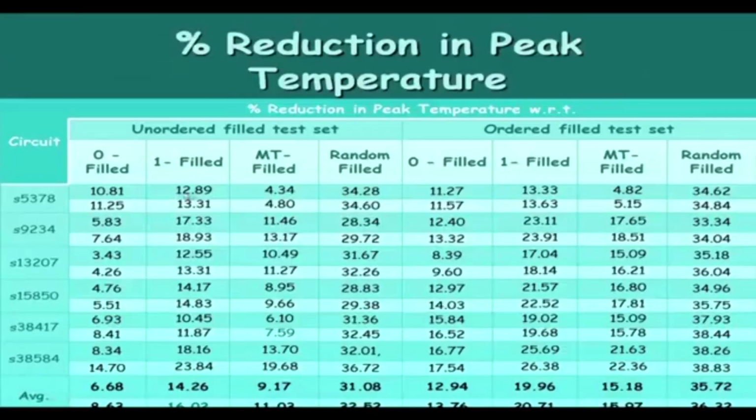Similarly, with respect to one field we have got 12.89. So, this shows various improvements, and with respect to ordered field also there are improvements. So, next we look into the internal testing technique.